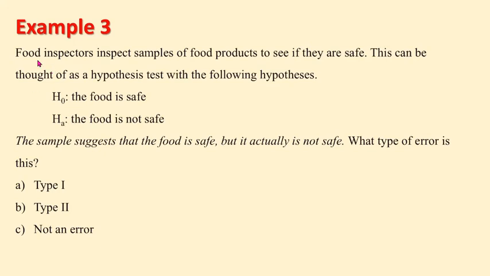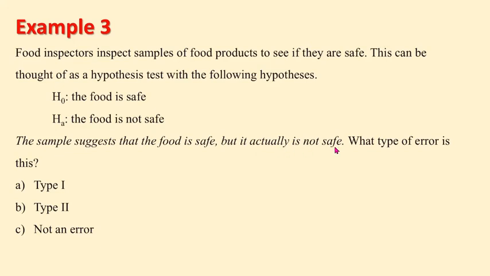A food inspector inspects a sample of food products to see if they are safe. This can be thought of as a hypothesis test with the following hypotheses. The null hypothesis: the food is safe, and the alternative hypothesis: the food is not safe. The sample suggests that the food is safe, but it is actually not safe.